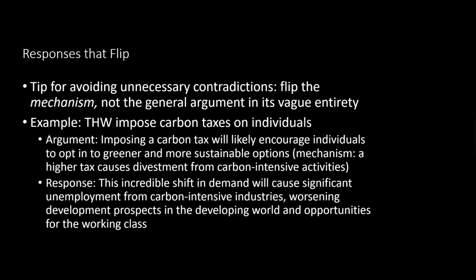But my tip for avoiding unnecessary contradictions is to flip the mechanism, not the general argument in its vague entirety. So for example, if there's an argument like, oh, we save people, you're not spinning the argument with, well, we also save people. That's not really a spin or a flip. What you are flipping is a specific mechanism that leads to saving people. And then you're saying, because that mechanism works for our side, or that analysis works for our side, we can co-opt this, and that's why we win. Or actually, you say that it's exclusive to our side, and that's why we win.